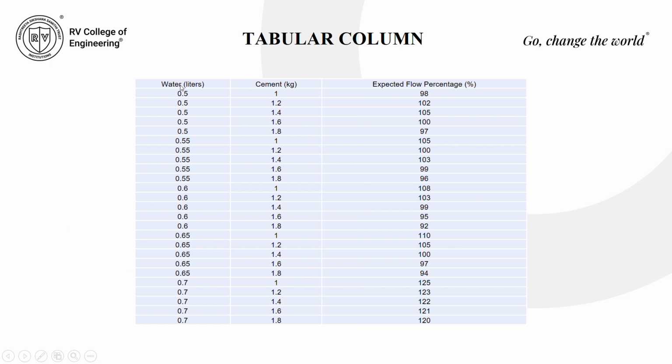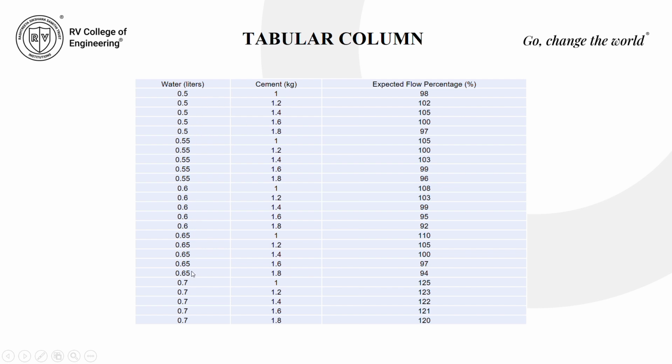This is the tabular column. Here we have considered the two factors, water and cement. I considered both at 5 levels, water in 5 levels and cement in 5 levels. These are the expected flow percentages.